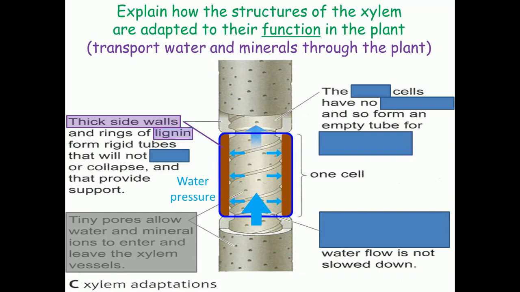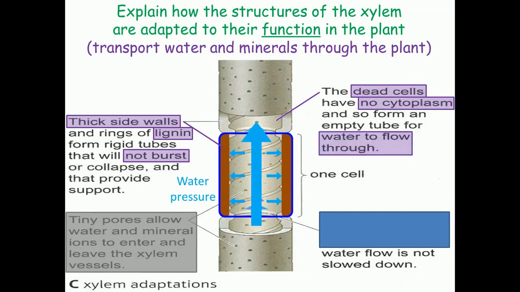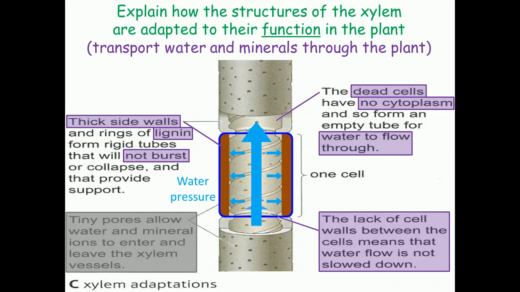They also have lignin, so both the fixed side walls that contain tough cellulose and the lignin, which makes the walls strong, prevent the xylems from bursting. The xylem are also cells that are dead, and because they're dead cells, they have no cytoplasm, and this makes it easier for the water to flow through the xylem. And that water flow is not slowed down between xylem cells because there is a lack of cell walls between one xylem cell and the next one.